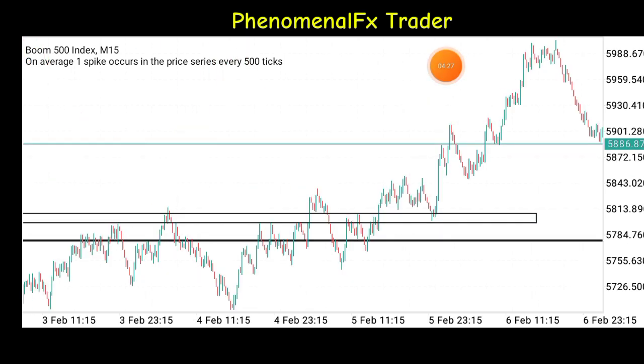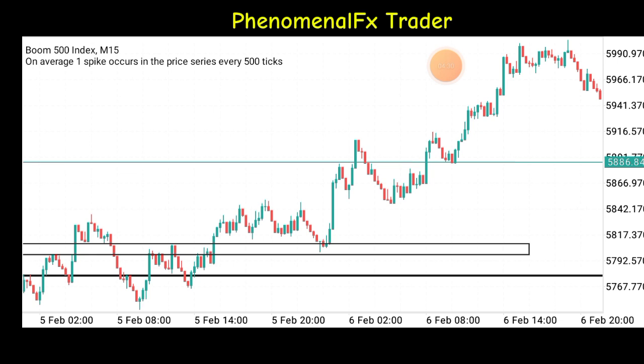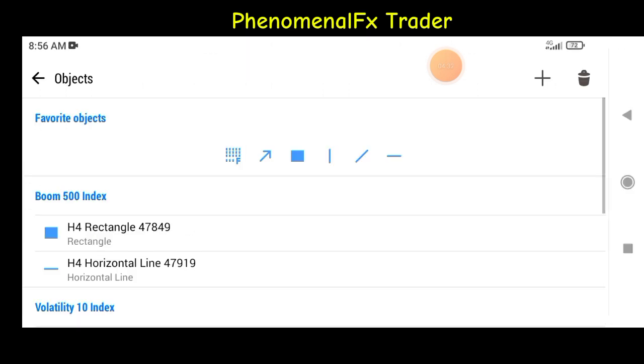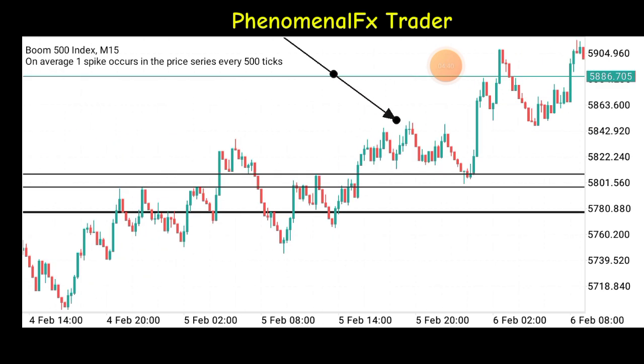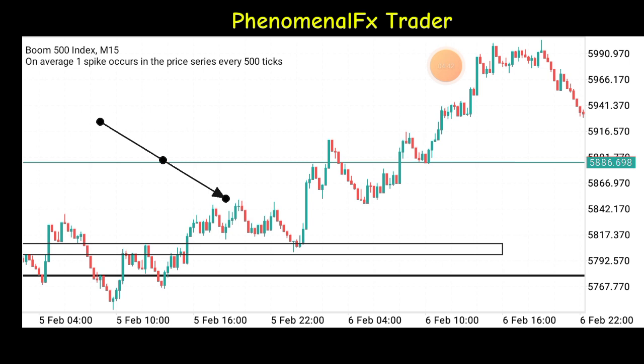So on the 15 minutes time frame, this is where we had the breakout. I want to show you guys something very important here. Look at where we had the breakout here. The market broke out. Now, if you just open this chart on the 15 minutes time frame, you see this structure here.